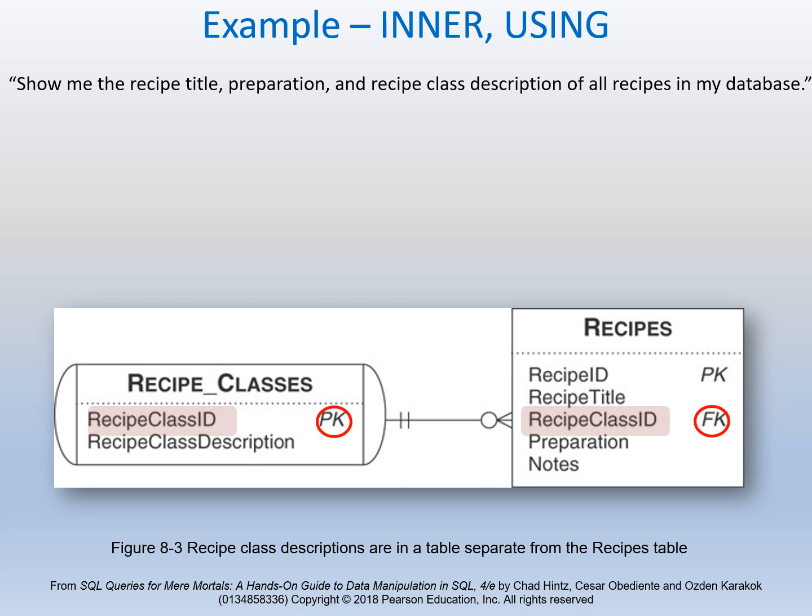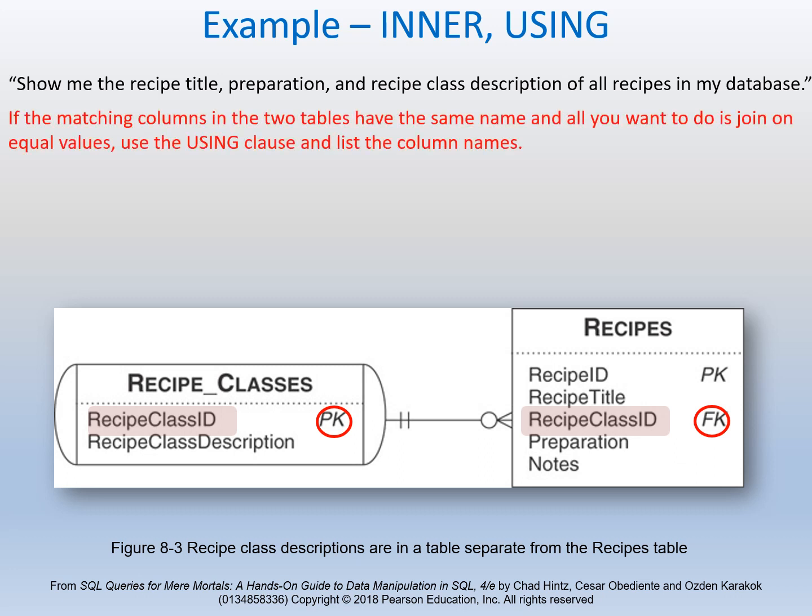This is an example of an inner join with the using clause. Suppose again your manager gives you a request, show me the recipe title, preparation, and recipe class description of all recipes in my database. This is the same request from the previous slide, but the select statement will be different. Remember, if the columns that are shared between two tables have the exact name, then we can just use that column name once in the using clause.